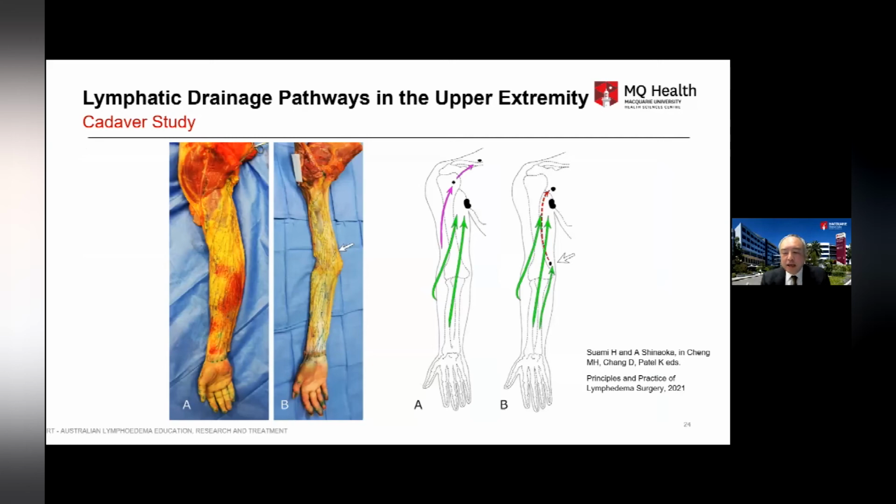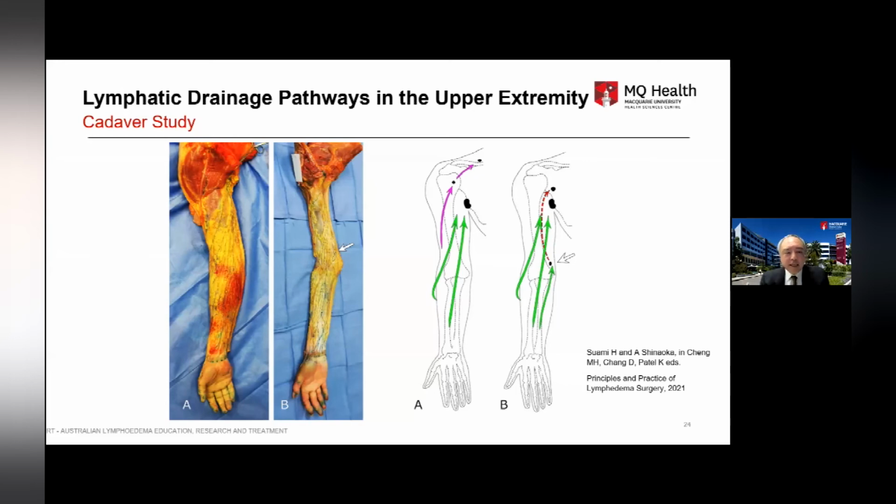And also, at the inside of the elbow, there might be a natural connection between the superficial lymphatic vessel and the deep lymphatic system. This part is also important because this lymphatic pathway skips the sentinel lymph node biopsy or level 1 lymph node dissection.